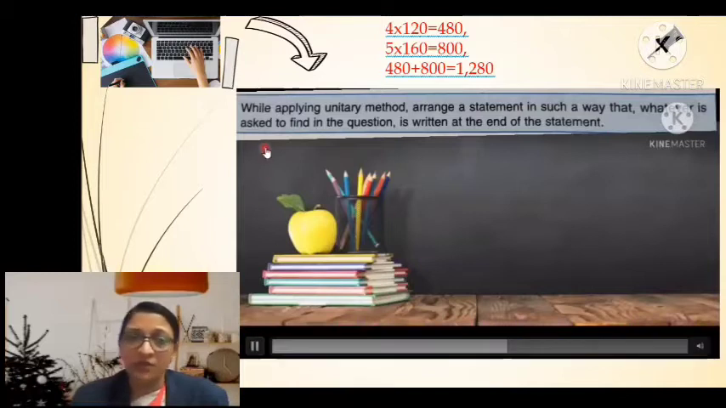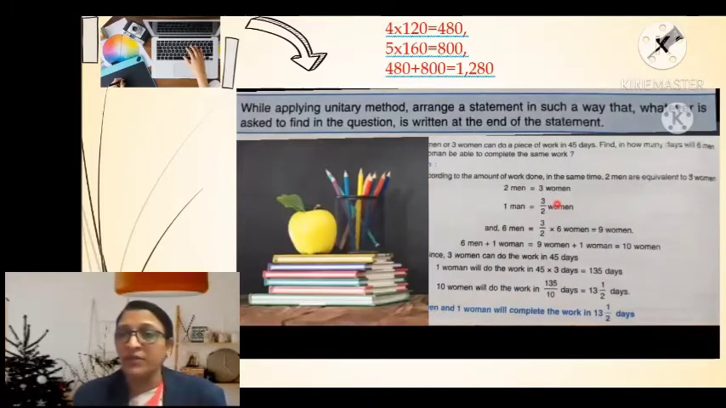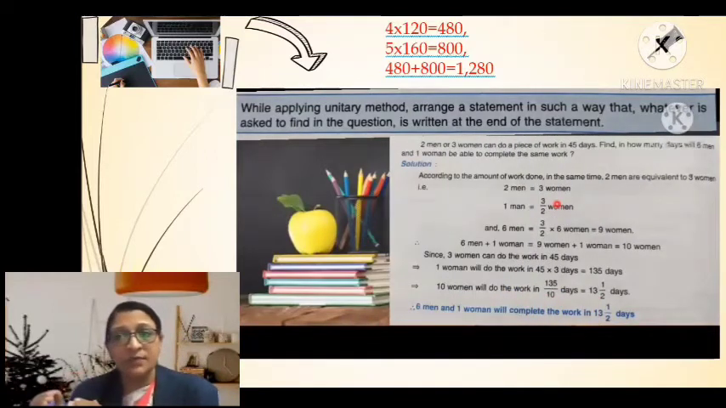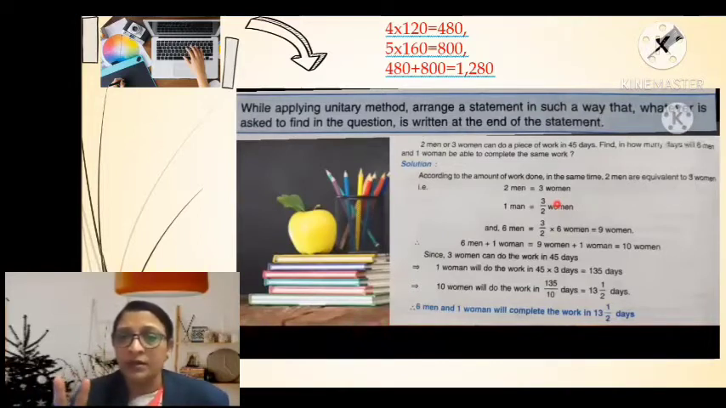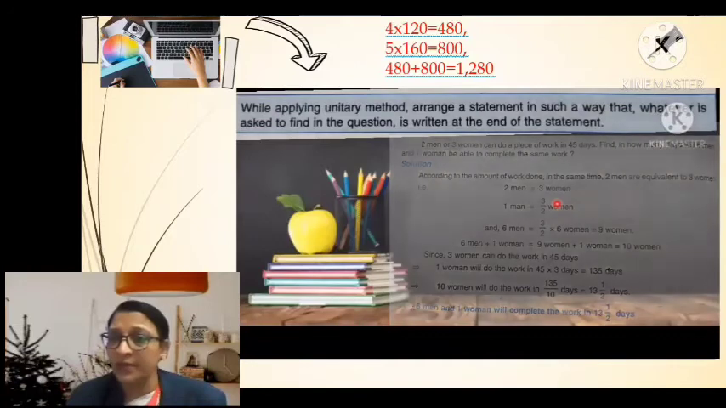Dear students, always remember, while applying the unitary method, arrange the given statement in such a way that whatever is asked to find out in the question will be written at the end of the statement. Let us solve this example. 2 men or 3 women can do a piece of work in 45 days. Find in how many days 6 men and 1 woman will be able to complete the same work.